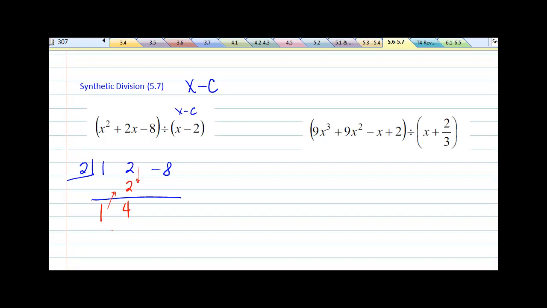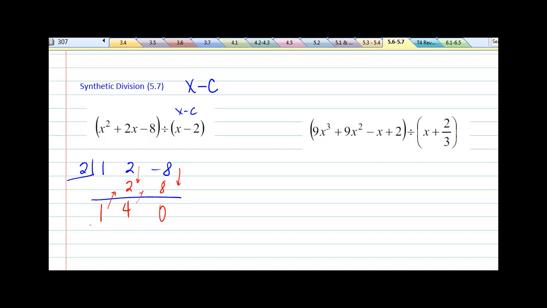Let's try that again. 2 times 4 is 8, and then I'm going to add straight down to get a 0. Now what all this means is, for one, when I ended here, I don't have any more numbers to deal with. This 0 tells me my remainder is 0. That's good. And now I'm going to convert these coefficients into my answer.